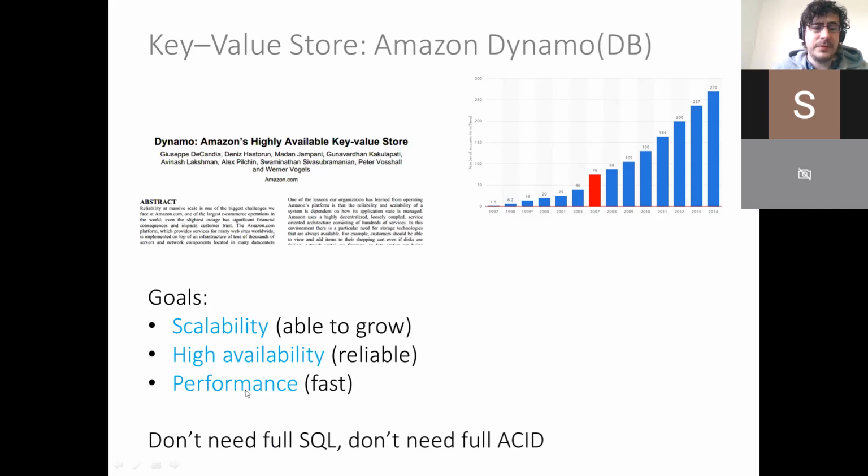And what can you do to achieve these goals? You have to trade something, right? It's not like you can just magically have all of these things, ACID and SQL, and do all of this on a Raspberry Pi, right?